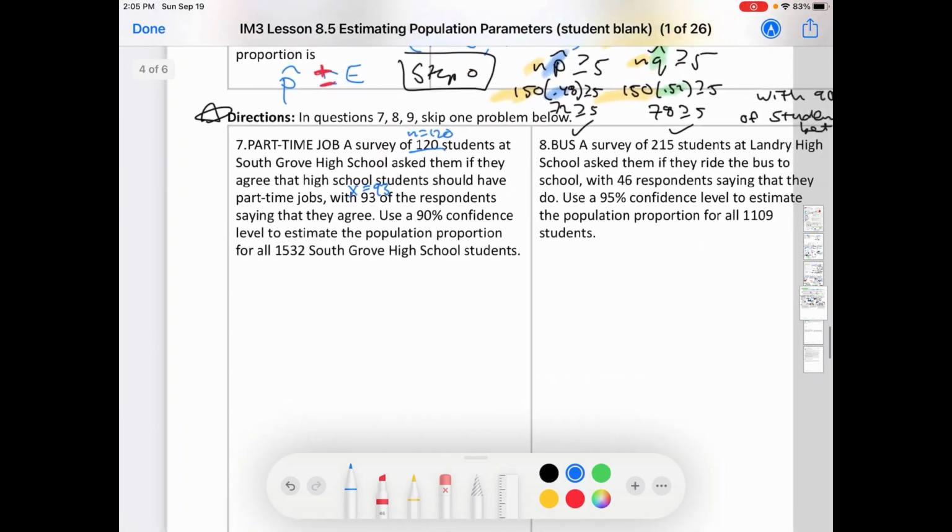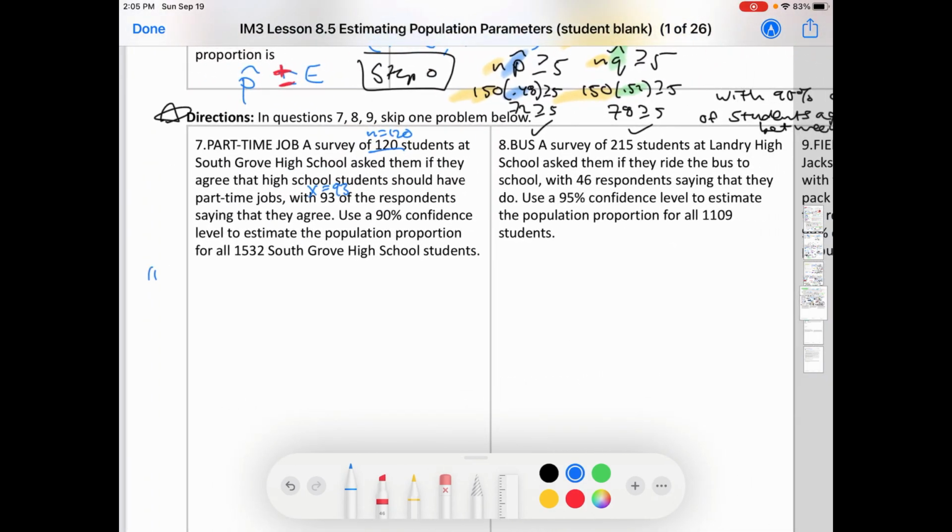Okay, so the first thing I'm going to do is my p-hat. P-hat equals x over n, and I have 93 over 120. So if I put that into my calculator, 93 divided by 120 gives me 0.775. That means q-hat, you can just do 1 minus 0.775 equals 0.225. Because remember, if you add these two numbers together, it equals 1. Rain plus no rain equals 1.